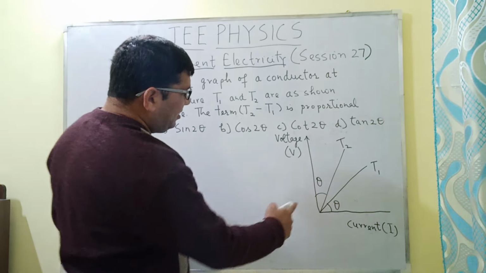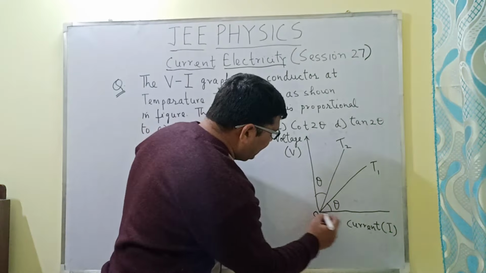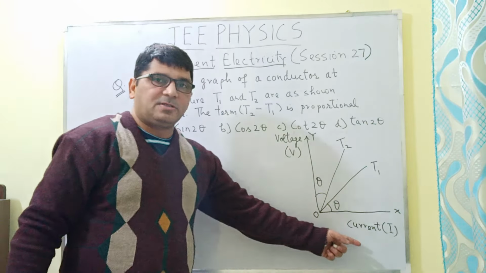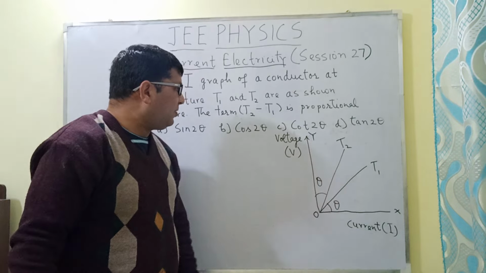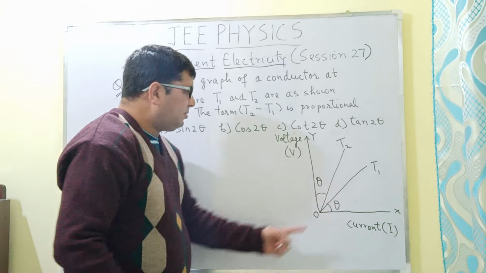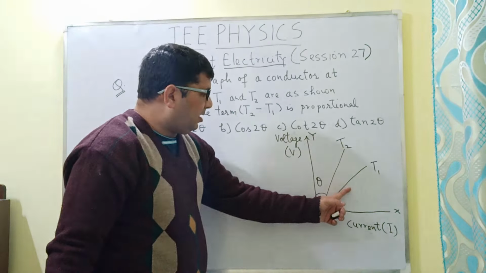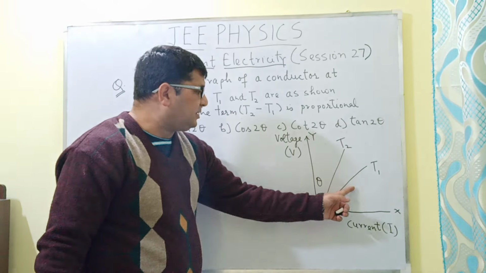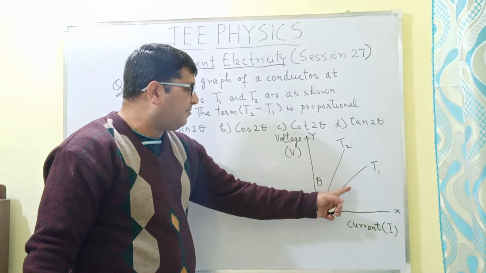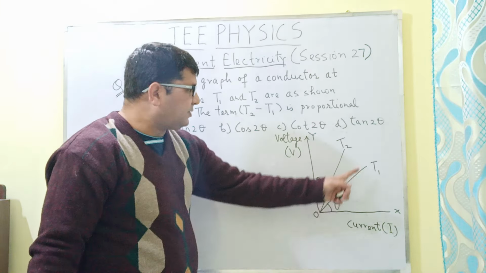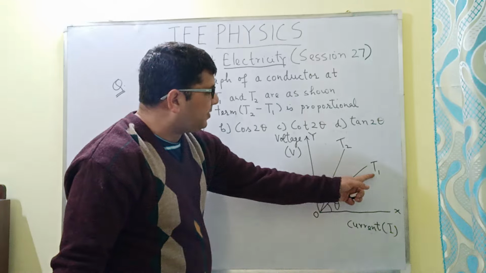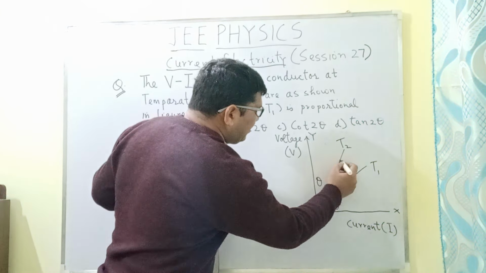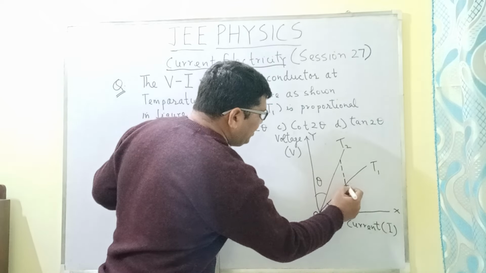Now here this is the origin, and this is the x-axis, and this is the y-axis. The current is represented on the x-axis and the voltage on the y-axis. Now this line is giving us the value of resistance of this conductor at temperature T1 and at temperature T2. Let us take one point here. I'm just drawing one line here.